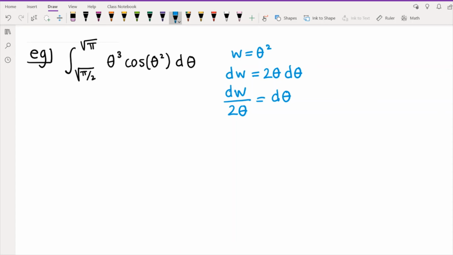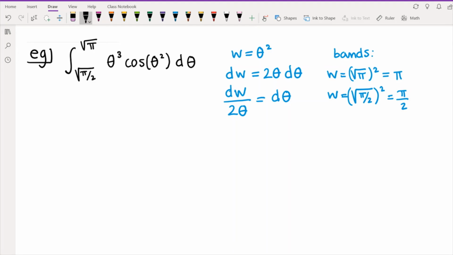So let's put that substitution in. Oh, and we also have to change the bounds, right? So the bounds are going to go from, so right now we have square root of pi, but we're squaring it. So that's just going to be pi. And then the lower bound, we have the square root of pi over 2, and we're squaring that, so that will become pi over 2.